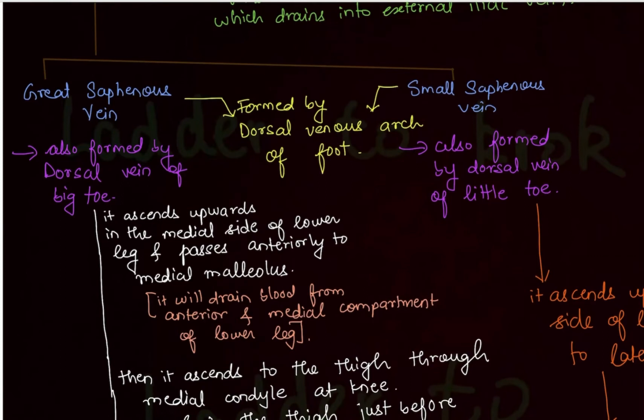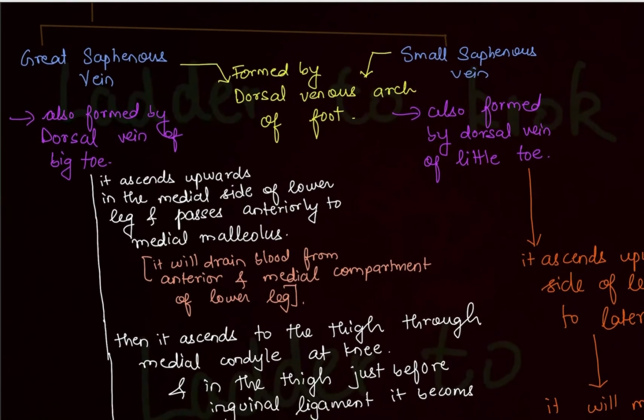The great saphenous vein and small saphenous vein are formed by the dorsal venous arc of the foot. Okay, but they also are formed separately by different veins. So the great saphenous vein, along with the dorsal venous arc of the foot, is formed by the dorsal vein of the big toe. Okay, whereas the small saphenous vein, along with the dorsal venous arc of the foot, is formed by the dorsal vein of the little toe.